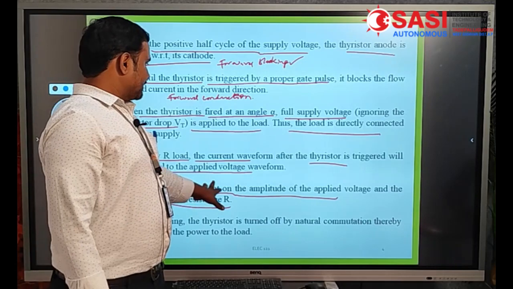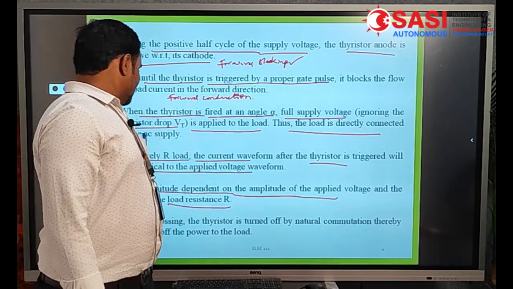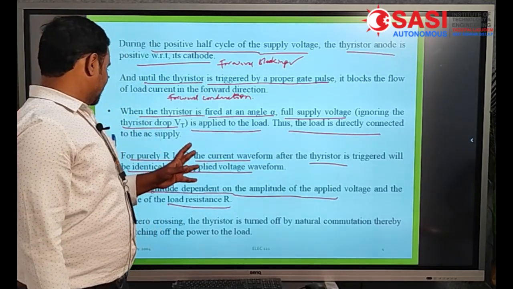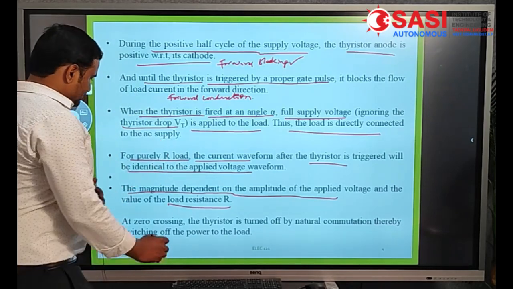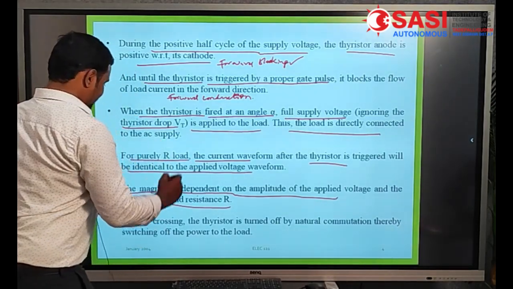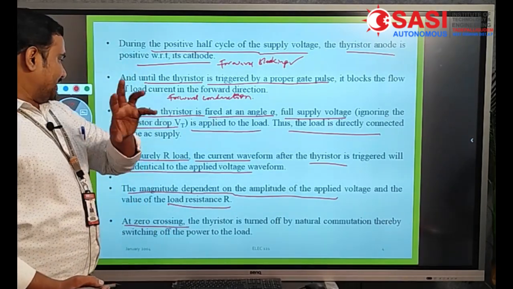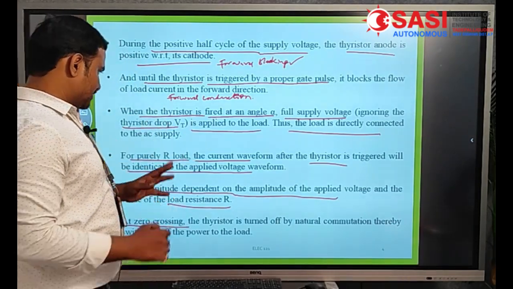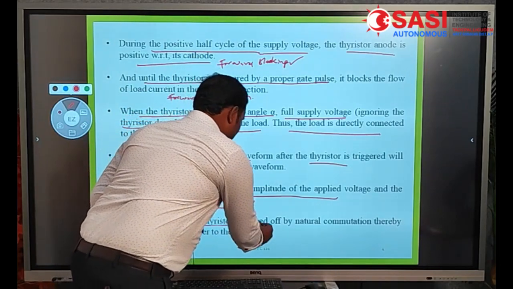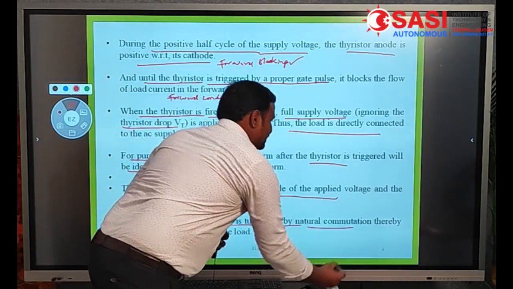It depends on the magnitude of applied voltage and the value of the load resistance. So at zero crossing, whatever we discussed in the circuit diagram, that is nothing but at zero crossing. That means 0 to 180 degrees. After then we will get the zero crossing. Then the thyristor is turned off by natural commutation.